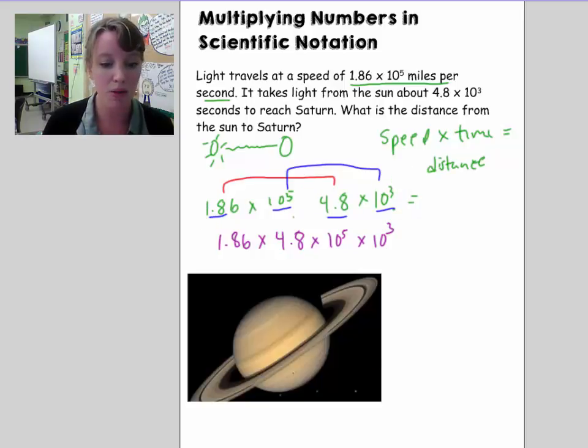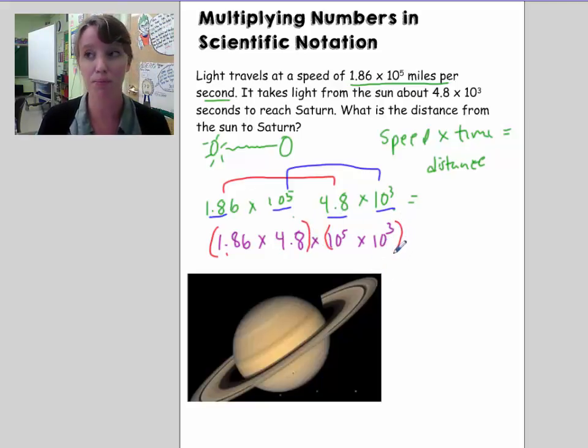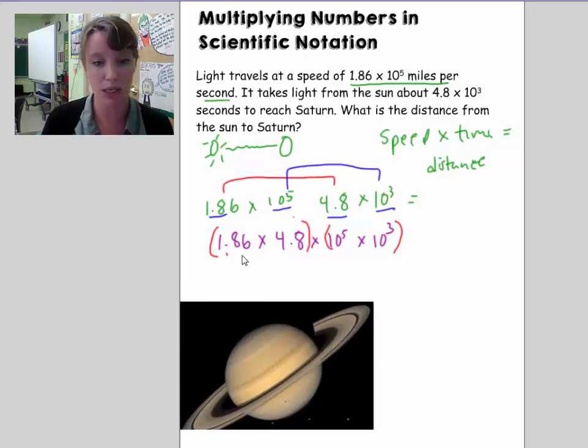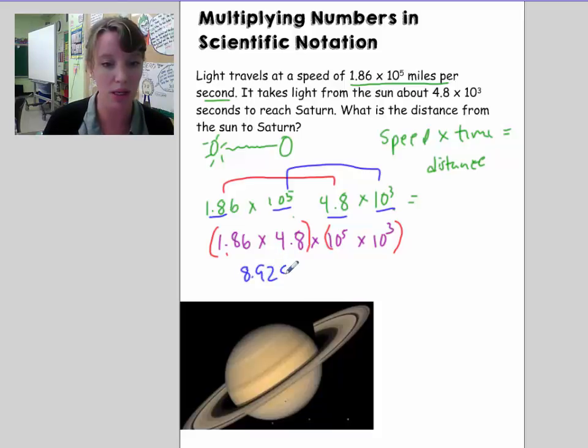And then I used the commutative property to rearrange it so the coefficients can be next to each other, and then the powers of 10 can be next to each other. Well, these two numbers are just regular numbers, and these two are powers with the same base. So all of these things I know how to multiply. I know how to multiply 1.86 times 4.8. That gets me 8.928. You could do that on a calculator.